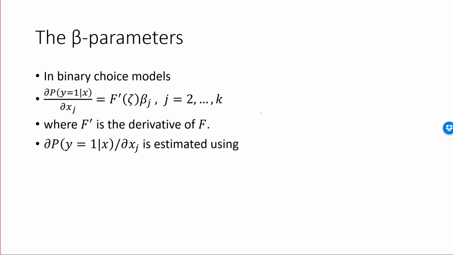And to estimate this marginal effect, we just replace zeta with z and beta with b, and we get the estimated marginal effect like this. So the next question is then, what is this derivative of capital F? Well, again, that depends on which f function you have selected. If you have selected the logistic function doing logit, or the CDF of the standard normal doing probit. So for the logit model, the derivative of f is given by this expression.